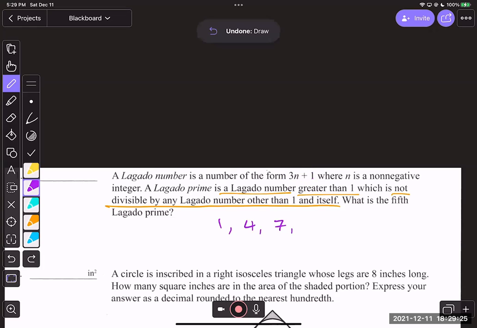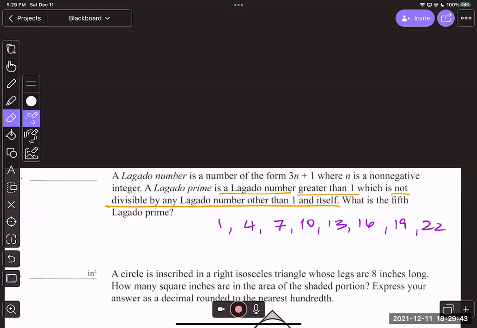3n plus 1 is just, in this case, adding 3 onto each time. So you just add 3, keep on adding 3. 10, 13, 16, 19. Yep. And so on. 22, 25, so on and so forth. We may not need to go that far, but we'll see.